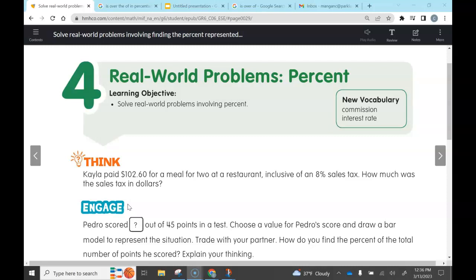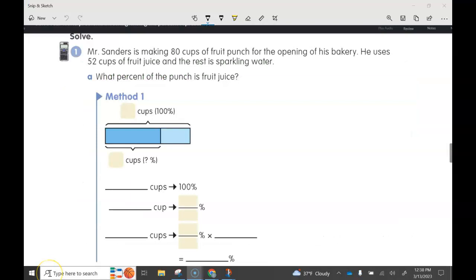And what we're going to be doing is solving real world problems involving percent type problems. Now you will need to get out your math journal, your math book, and turn to page 331, a pencil, and also a calculator. So let's turn over to page 333. We're going to do a few problems together.